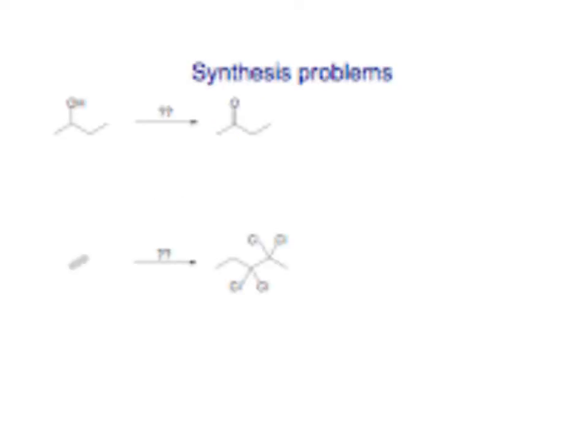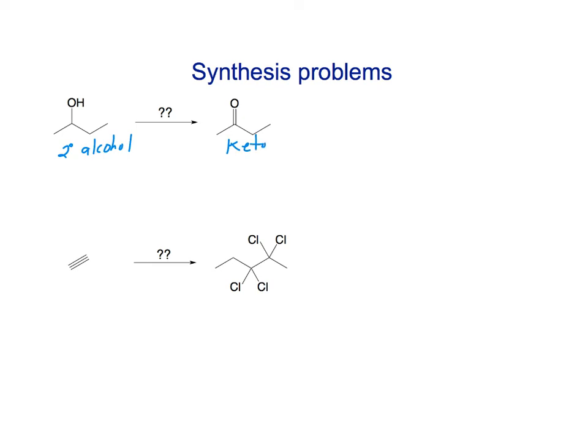Here are a couple of synthesis problems. So in the top one, we want to start with this secondary alcohol, and we want to go to this ketone. In fact, after we've completed the next chapter, this will be a very easy thing to do, but right now it's not quite as easy. So what do we need to do?